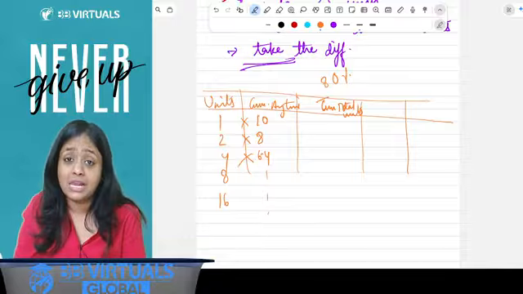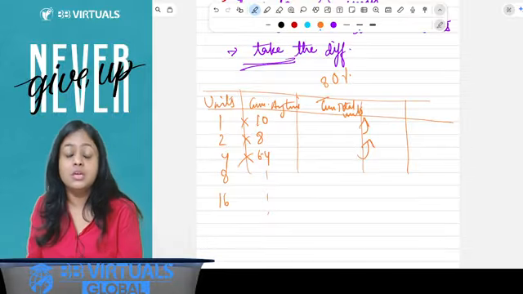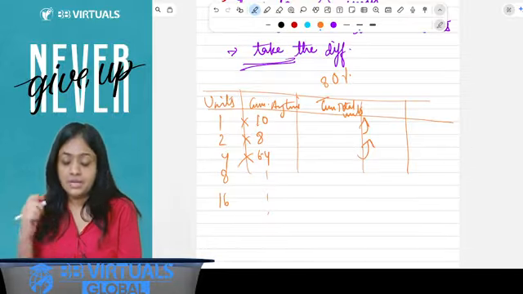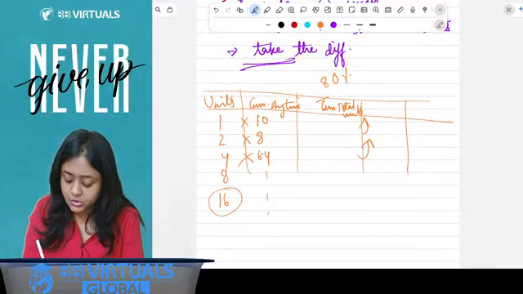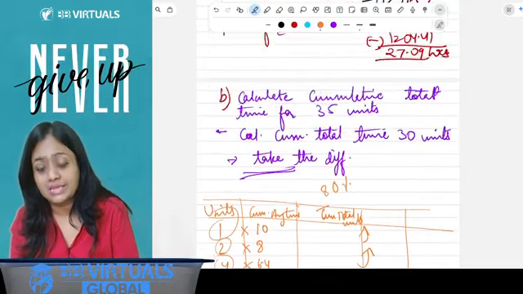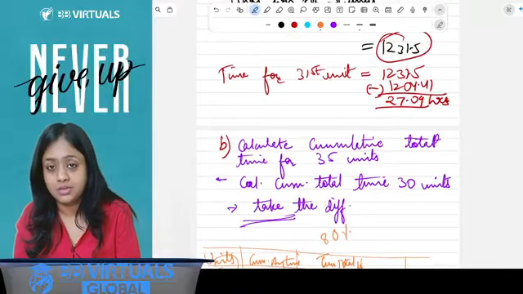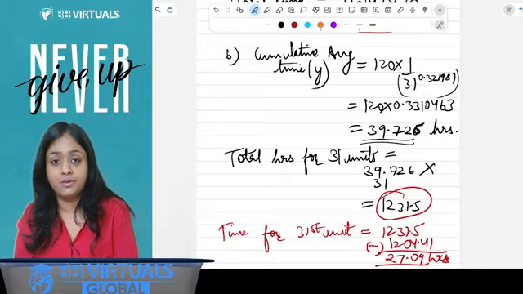And then you can even calculate incremental time. That is when you take the difference for every 2 levels, you will get incremental time. But here your learning curve will only be calculated cumulatively for 16 units, for 8, for 4, for 2, for 1. What if I want to calculate the cumulative average time for 25 units that the labor will take?